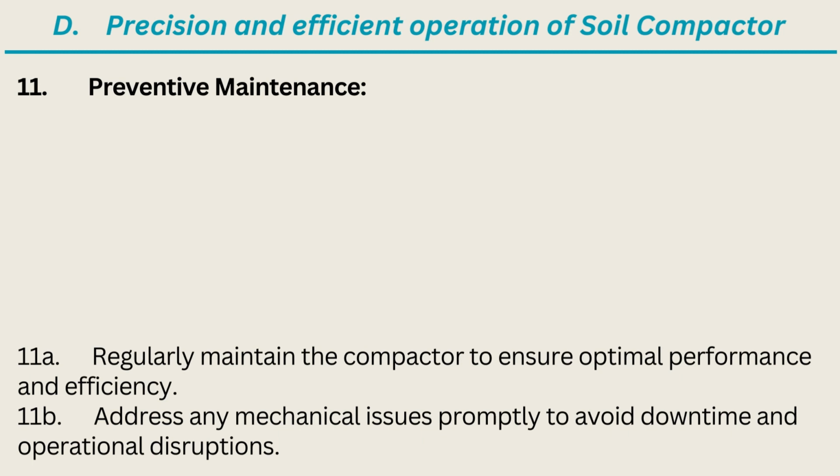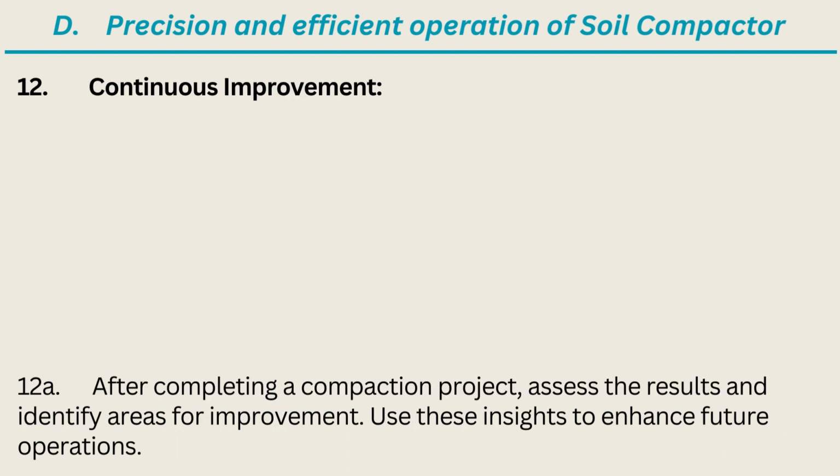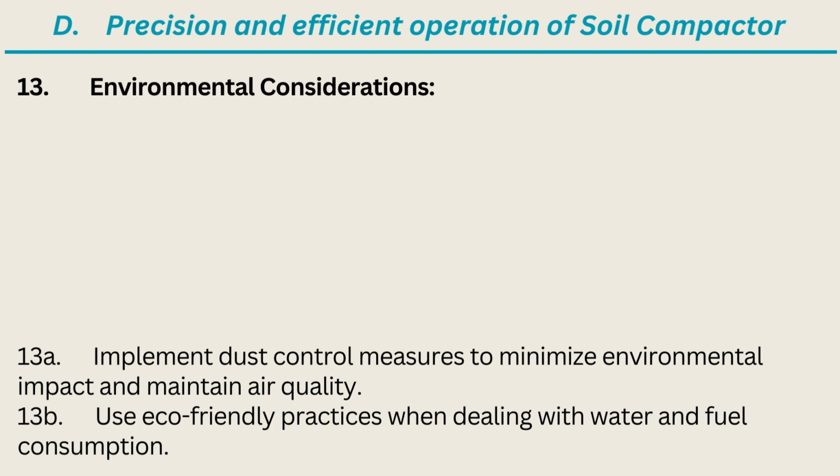11. Preventive maintenance. 11A. Regularly maintain the compactor to ensure optimal performance and efficiency. 11B. Address any mechanical issues promptly to avoid downtime and operational disruptions. 12. Continuous improvement. 12A. After completing a compaction project, assess the results and identify areas for improvement. Use these insights to enhance future operations. 13. Environmental considerations. 13A. Implement dust control measures to minimize environmental impact and maintain air quality. 13B. Use eco-friendly practices when dealing with water and fuel consumption.